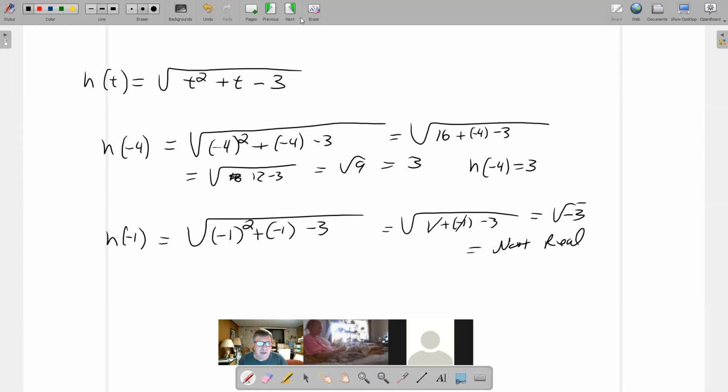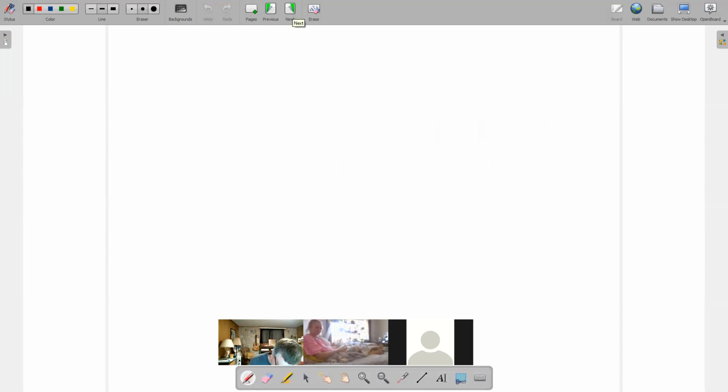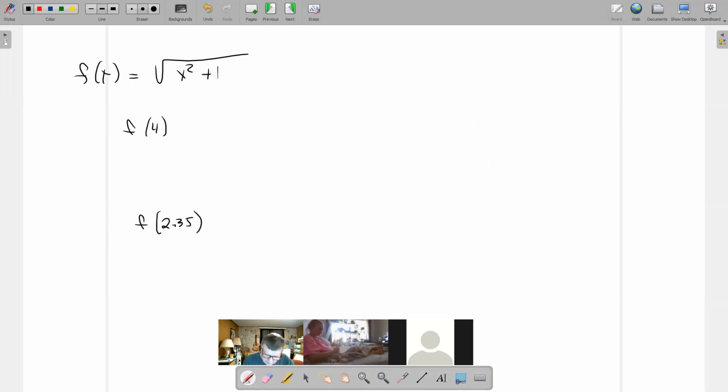Next, it says to use a calculator to find each function value. So let's take a look at an example. f of x equals the square root of x squared plus 1, and we are to find f of 4 and f of 2.35. f of 4 is the square root of 4 squared plus 1, which is the square root of 16 plus 1, which is the square root of 17.